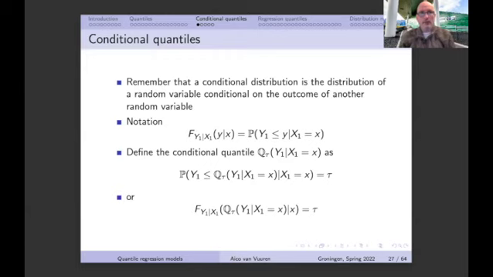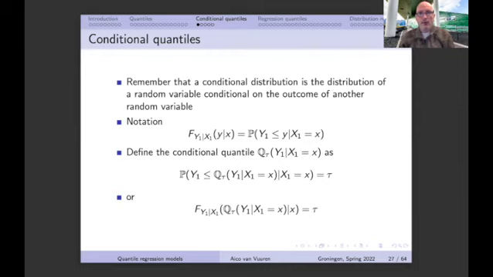Okay, I would like now to go on with a new topic, and that's the topic of conditional quantiles. The moment that we are going to look at conditional quantiles, it's important to realize that conditional random variables are actually random variables themselves. They are, of course, conditional on the outcome of another random variable, but we should see them as random variables themselves, and that implies, among other things, that they are fully characterized by their distribution function.